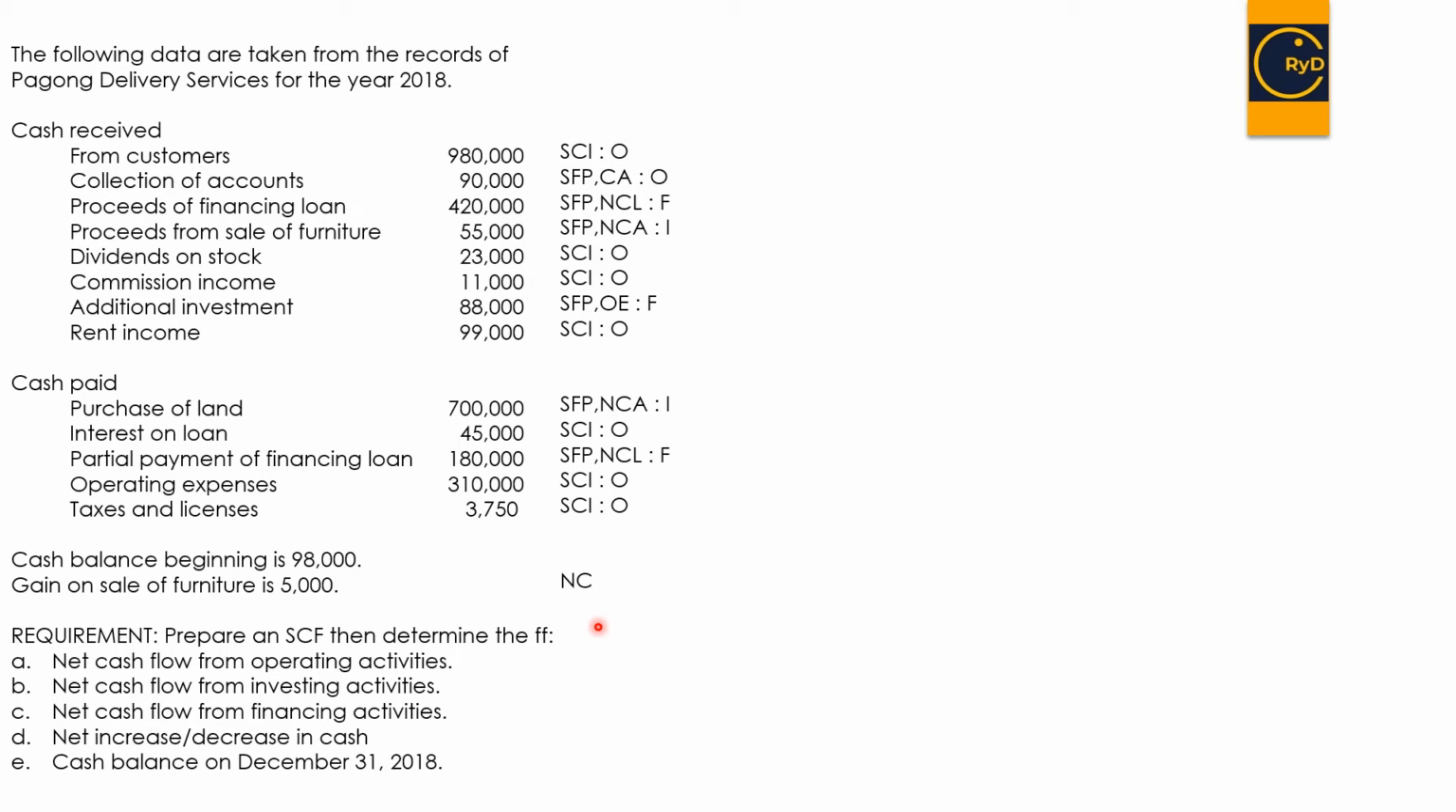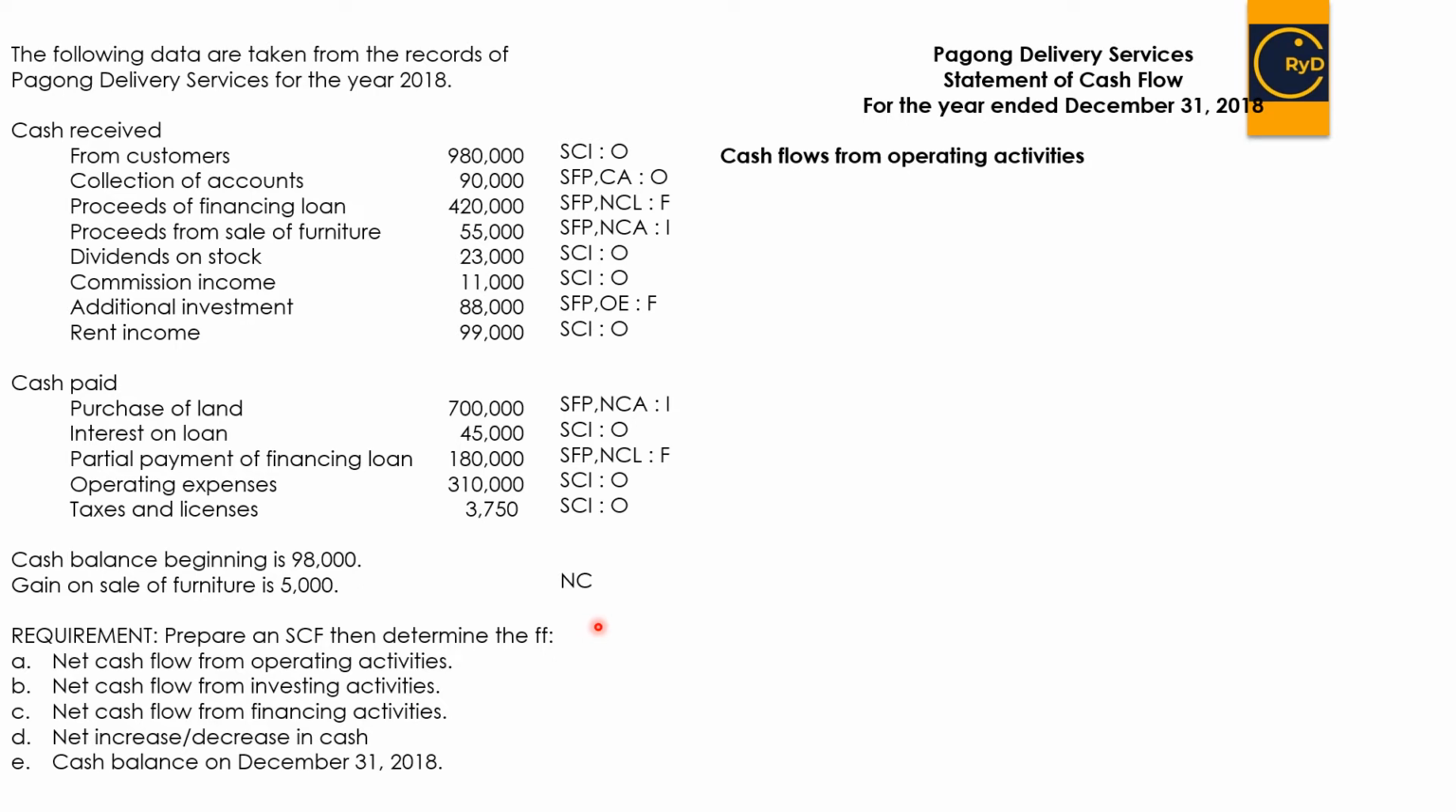In order to create it, we start with our heading. Here we have Pagong Delivery Services, Statement of Cash Flow for the year ended December 31, 2018. So we start with our cash flows from operating activities. We identify the cash inflows and cash outflows from our operating activities based on our analysis here. First, we have our cash received from customers at 980,000.